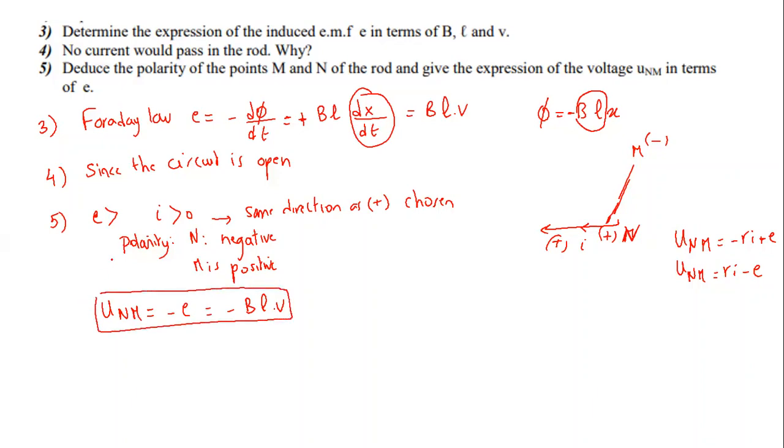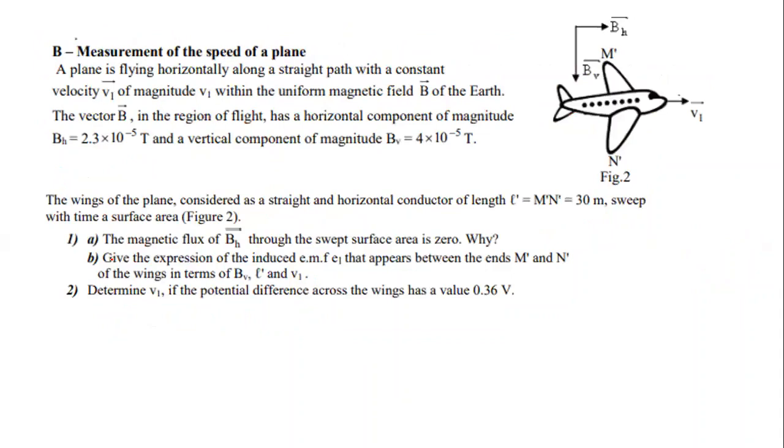Now we continue. A plane is flying horizontally along a straight path with a constant velocity v1 within the uniform magnetic field of the Earth. The vector B in the region has a horizontal component of magnitude BH and a vertical component BV. These are the magnetic field of the Earth, the horizontal and vertical components. Now we are doing an equivalence between this figure and the figure before.